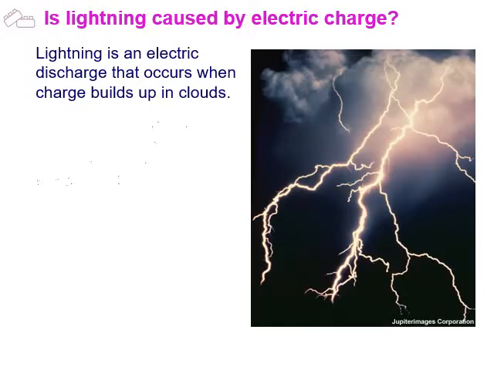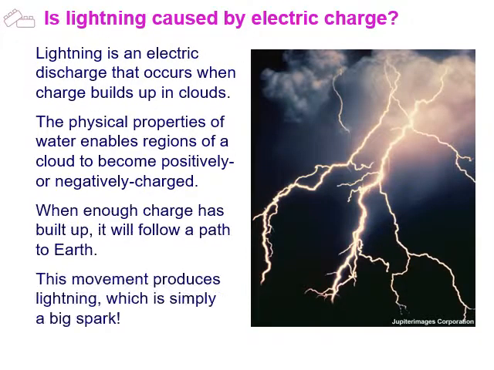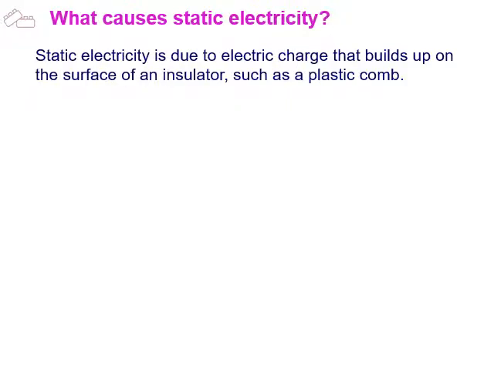And so lightning in nature, as I said earlier, is a perfect example of this. We get a buildup of static electricity in the clouds due to the particles rubbing together, and then that potential difference builds up so that it goes across the insulator of air to Earth.